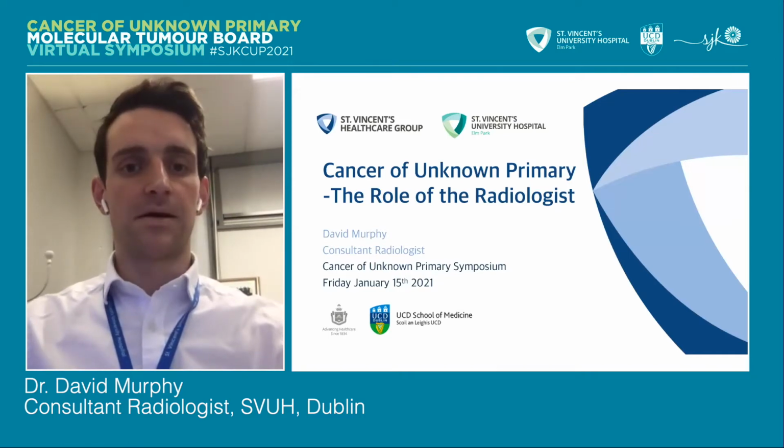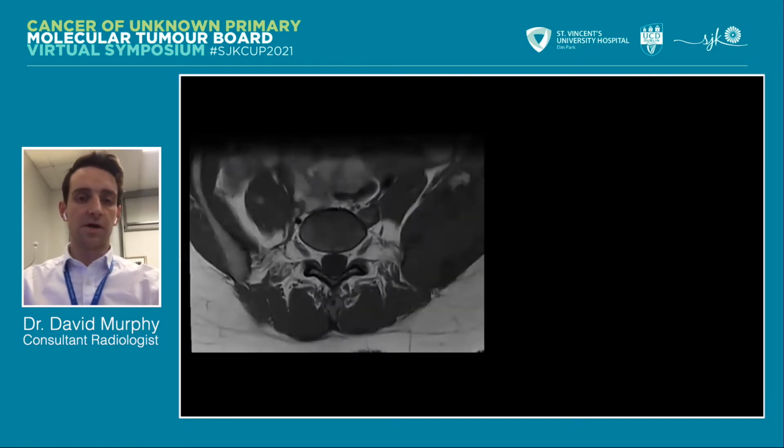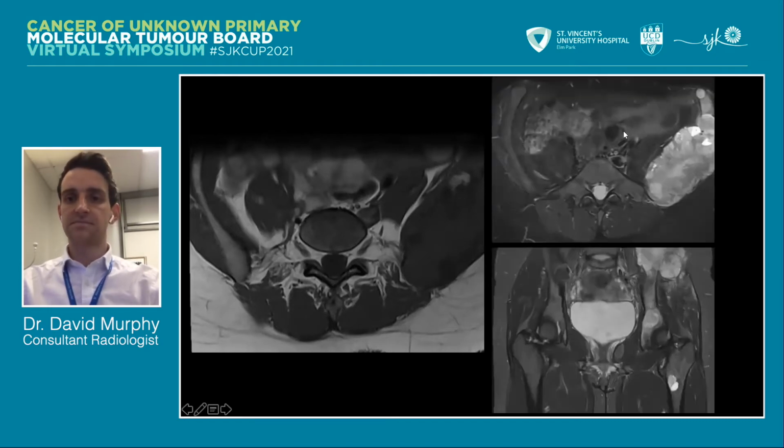I'm going to start with a case of a young woman who presented with left hip pain. She had an outside MRI which showed a large destructive lesion centered around the left iliac bone. On T2 weighted imaging, this lesion was intensely T2 hyperintense with a further focal lesion in the proximal left femur, which looked very suspicious for metastasis. Based on these initial MRI appearances, we were highly suspicious that this patient had a primary bone tumor.